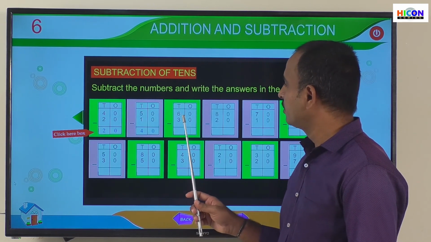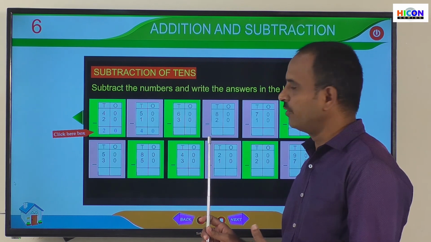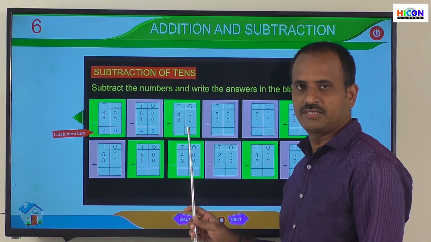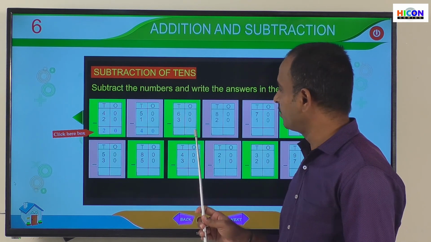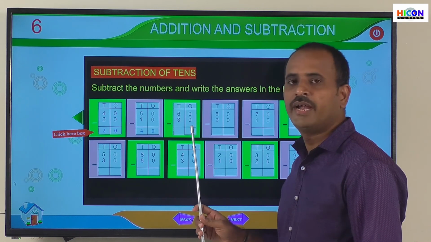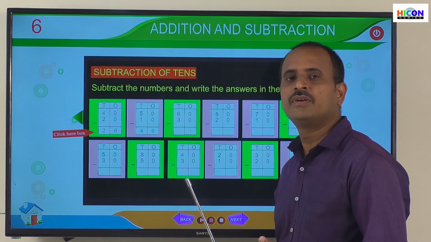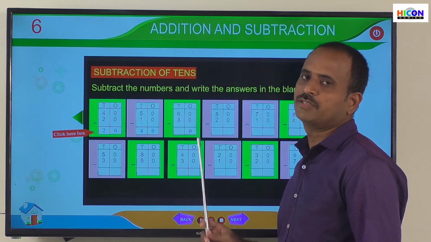Here also the first 10 is 60 and the next one is 30. Now we have to subtract 30 from 60. That is 60 minus 30. So start subtraction from the ones place. What are there in the ones place? 0 and 0. And if we subtract 0 from 0, again we will get 0. So write 0 under ones place.